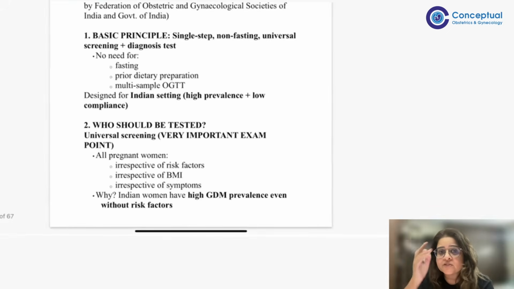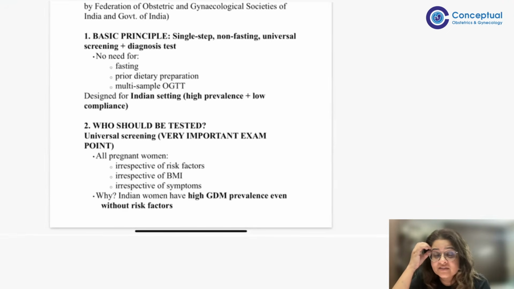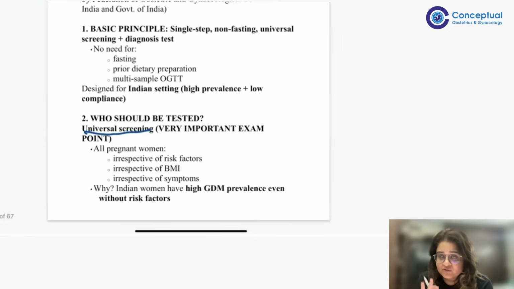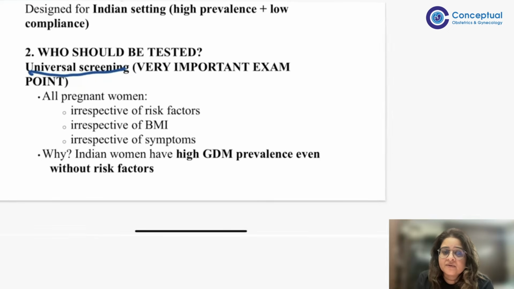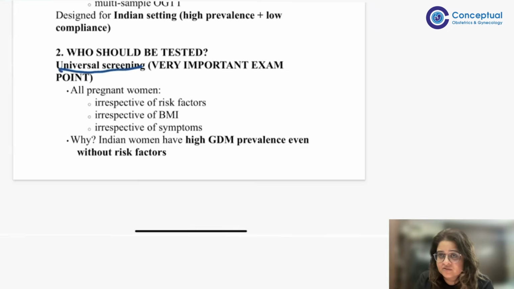But why do we do this? Because India has a high prevalence and India has a low compliance. So that's why fasting has been done away with. You don't need the patient to be fasting. Who should be tested? Universal screening. Very important exam point: universal screening has to be done. All pregnant women, irrespective of risk factors or any symptoms, you have to screen everybody.